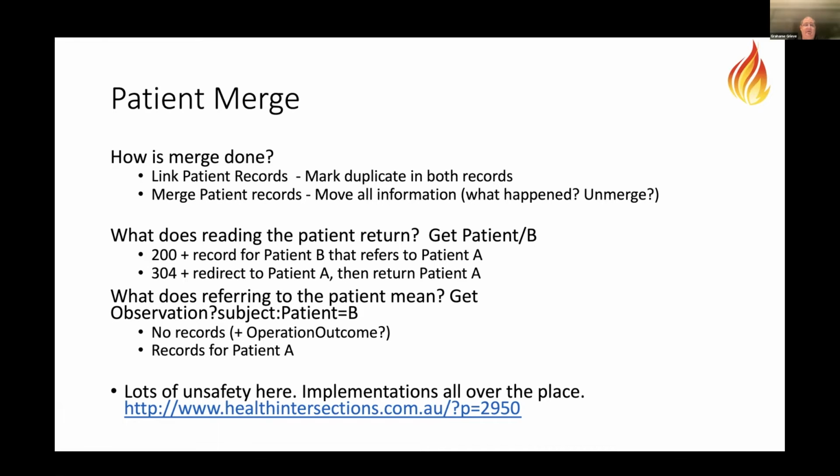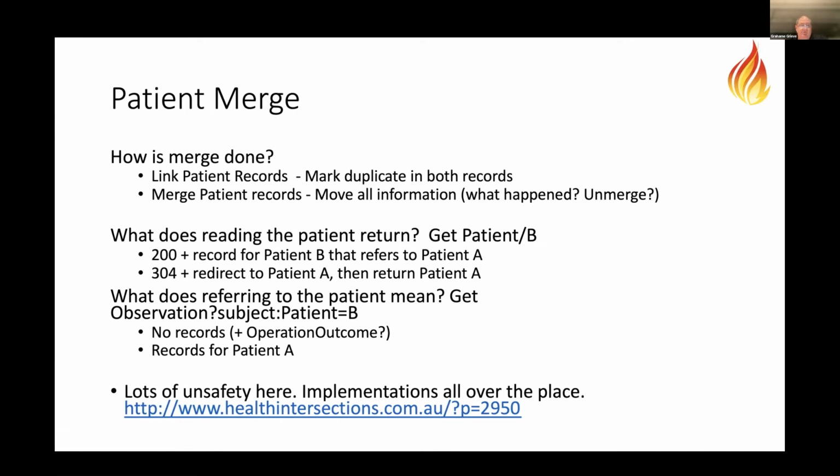So, but how does that manifest on the API? If you do a GET patient record on a merged patient, get patient B, because they've been merged to A, do you get a 200 response with the patient A, or do you get a 3xx redirect to patient A? Both. There are systems live doing both things, and there's other approaches as well. And there are systems doing all the possible approaches.